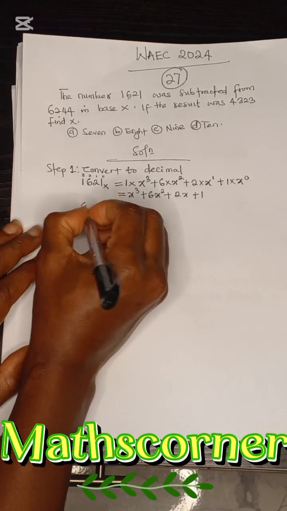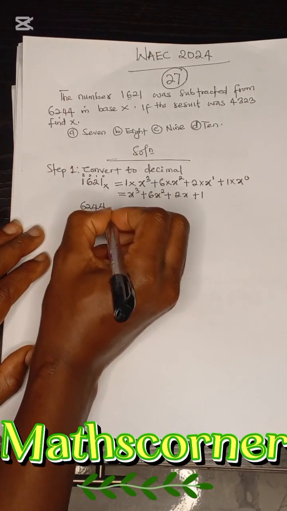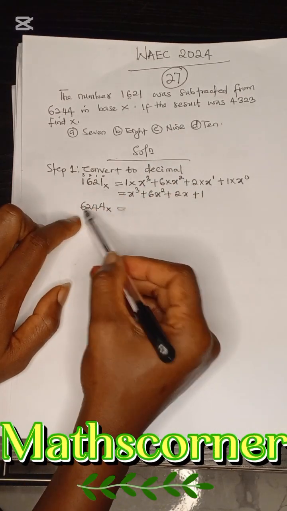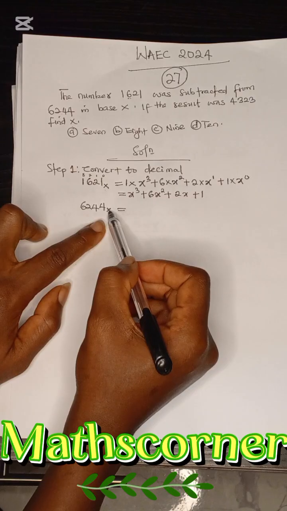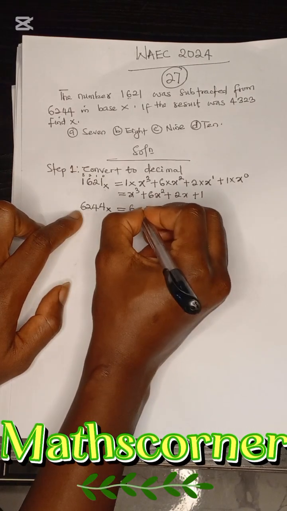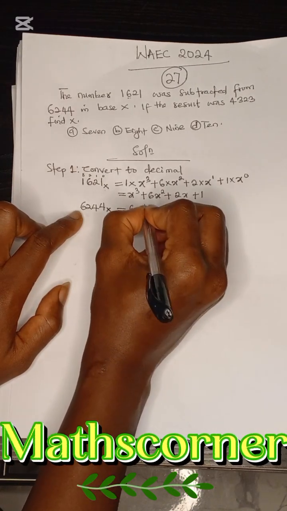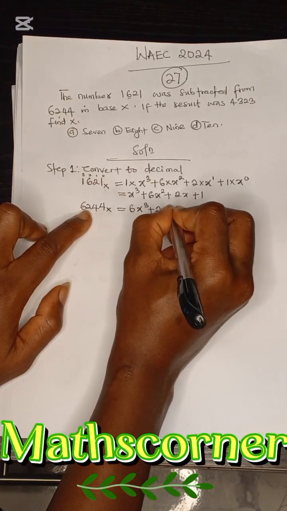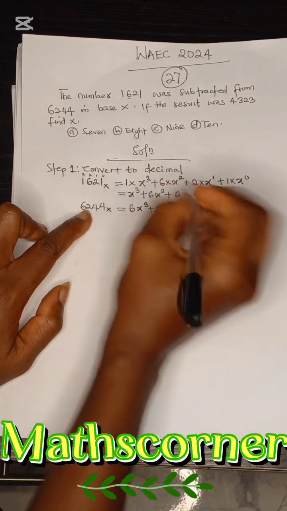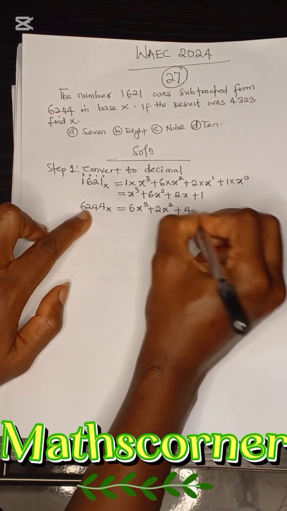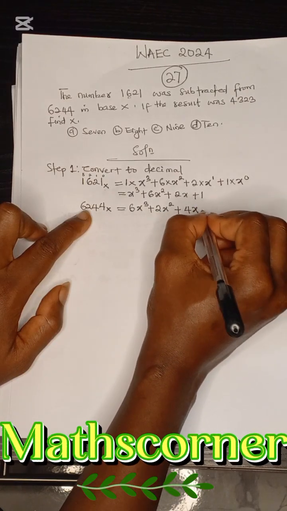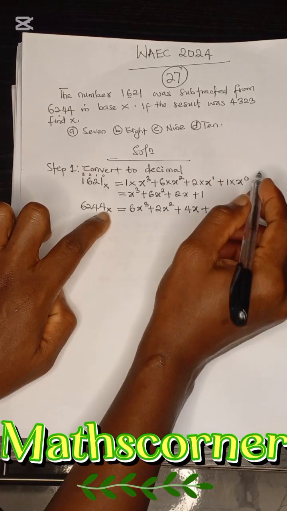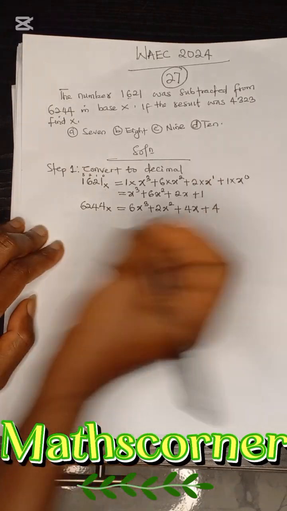Okay, we have 6244 base x. So this is equal to, remember, it's 6 times x. There are 4 digits here, so when you subtract 1 it is raised to power 3. So we'll be having 6x raised to power 3 plus 2x raised to power 2. I hope you understand. I don't want to go through this long process again. Plus 4x raised to power 1, it's just x so I don't need to write the power, plus 4 times x raised to power 0, so it will be 4 times 1. So I'll have 4 here.